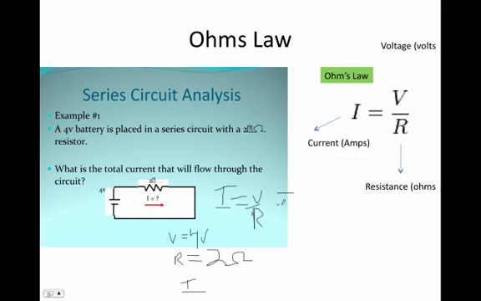So let's move over here. 4 volts divided by 2 ohms equals I. 2. 2 what? Well, we need to know this. 2 amps, not milliamps, but capital A for amps.